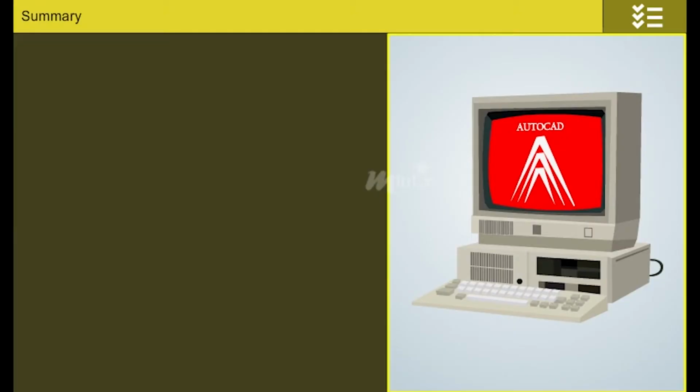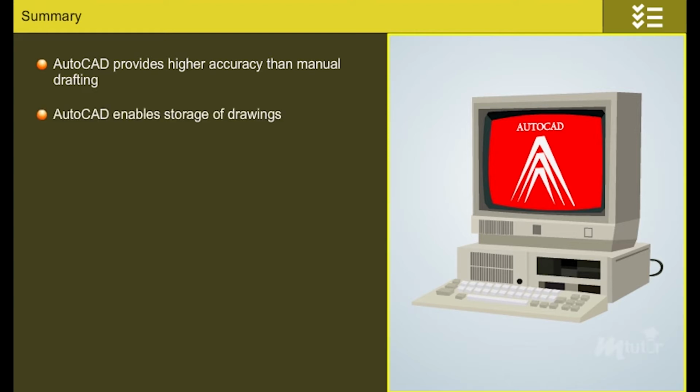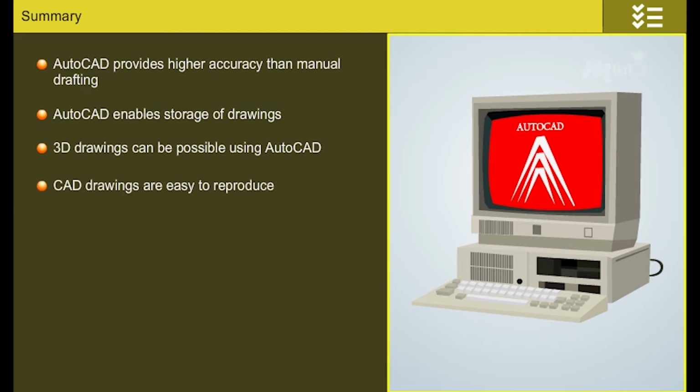Summary. Let us recall the major elements of this topic. AutoCAD provides higher accuracy than manual drafting. AutoCAD enables storage of drawings. Three-dimensional drawings are possible using AutoCAD. CAD drawings are easy to reproduce.